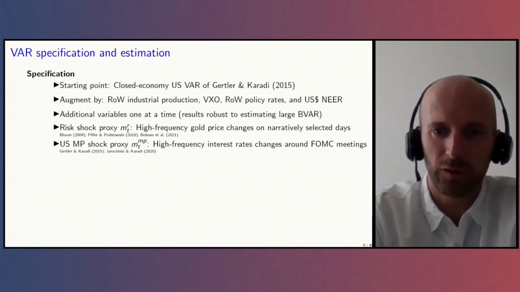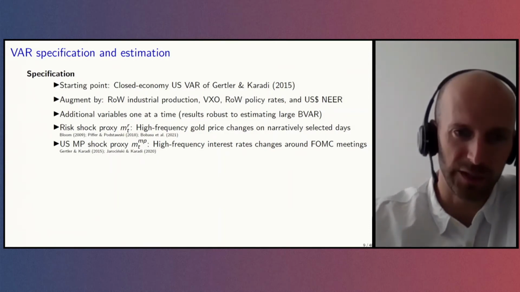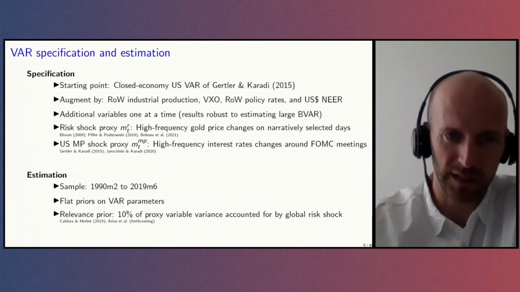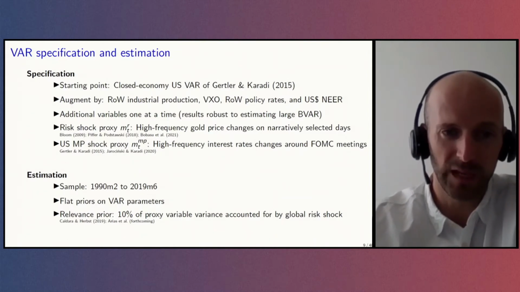However, I'm going to show you results as well from a large Bayesian VR model, which includes all these variables simultaneously, but which is estimated using informative priors. The sample, as I said, covers the last 30 years. Still, for the number of variables that we're actually interested in, the degrees of freedom are not too comfortable.